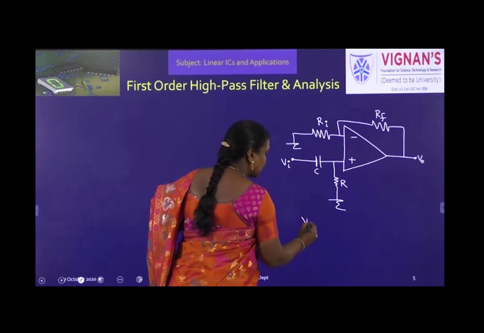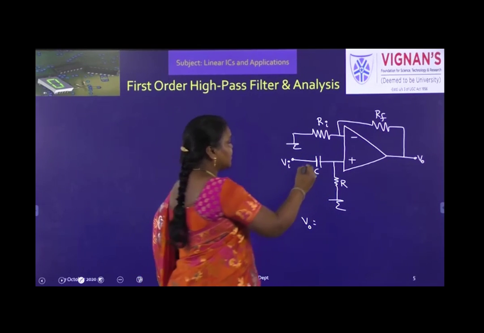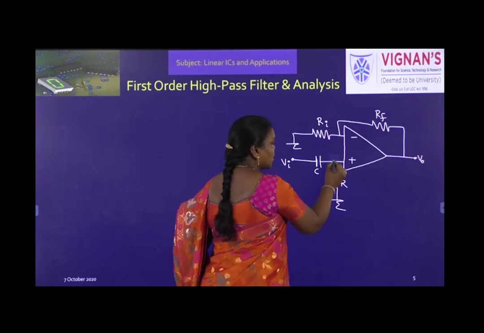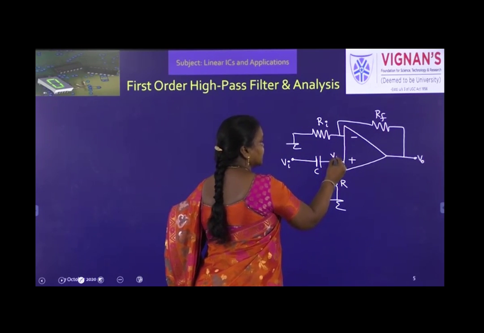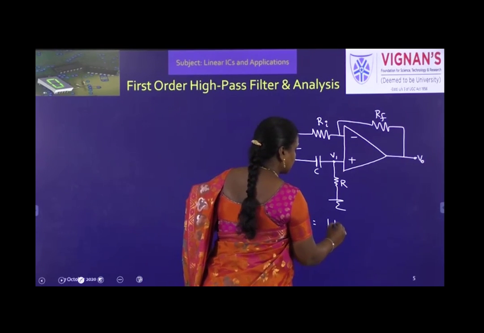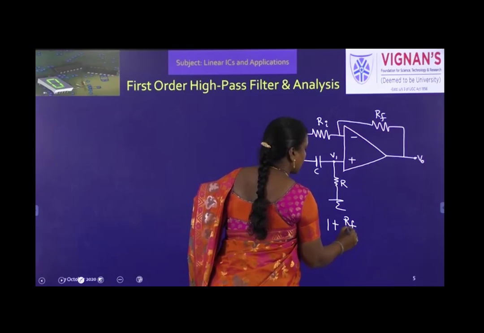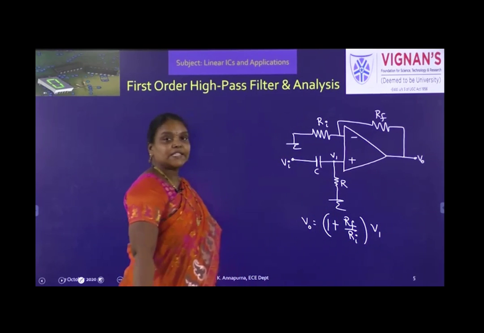V naught is equal to, in a non-inverting amplifier, the input is given directly to the non-inverting pin. Let this voltage be V1. So the output expression is V0 = (1 + Rf/Ri) times V1. (Equation 1.) So what is V1 in terms of Vi?